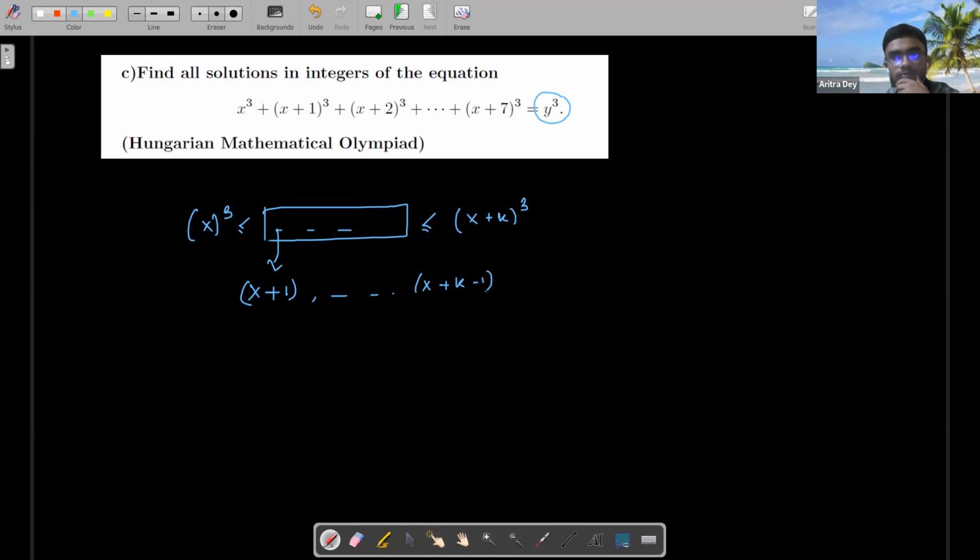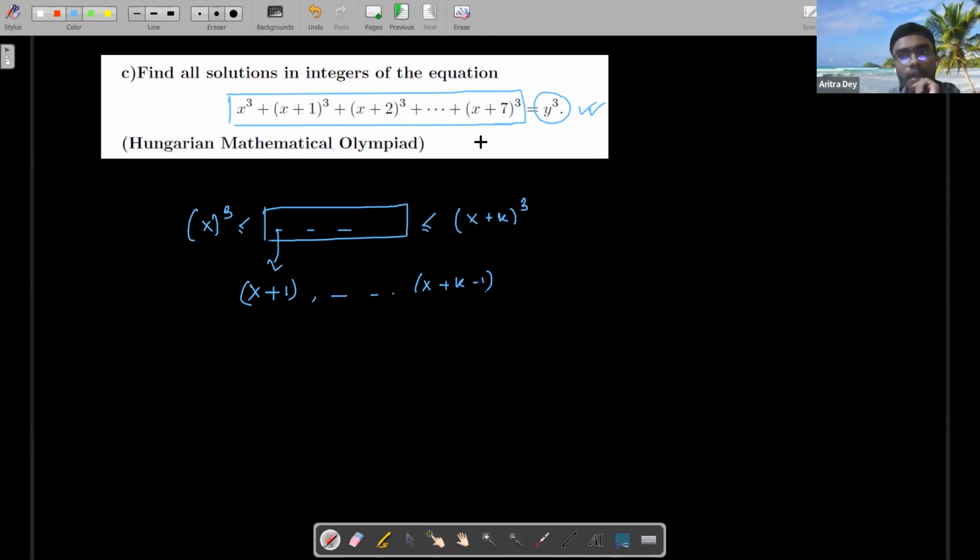And we need to use this idea. Whenever you have these type of things, where one particular side is given as a perfect cube or perfect square or any perfect power, try to bound it by two perfect things. So first of all, we need to open this bracket.